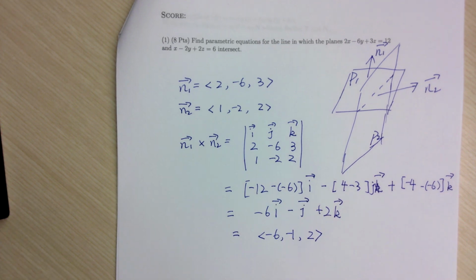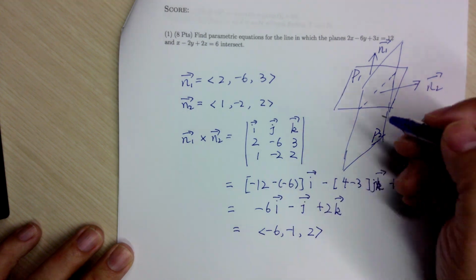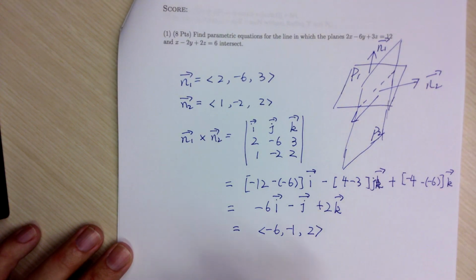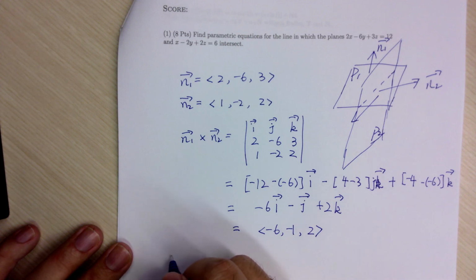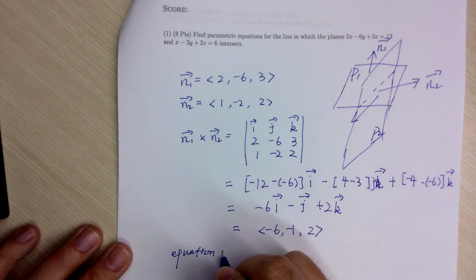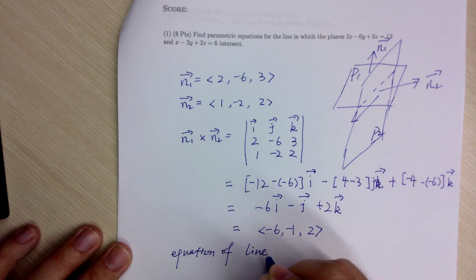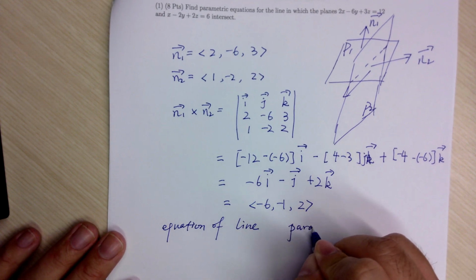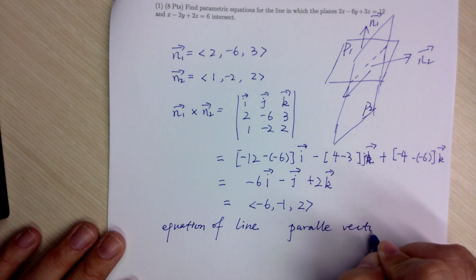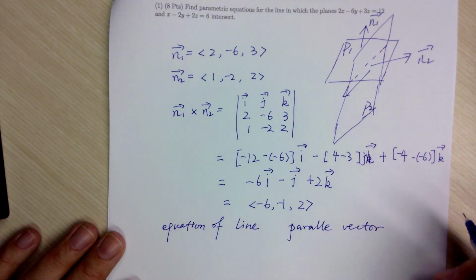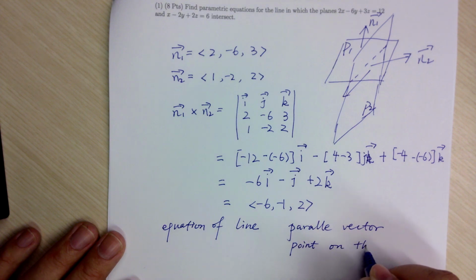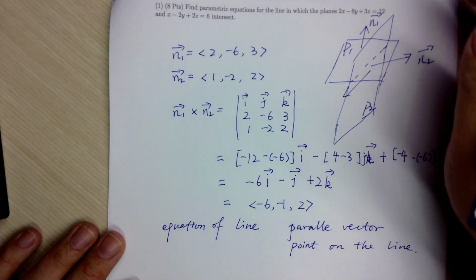Okay, once we have that, this is going to be the vector that is parallel to this line of intersection. So the next thing, to find the equation of the line, what we need is a parallel vector, which we just calculated, and also we need a point on the line, right? Okay, so how do we handle that?